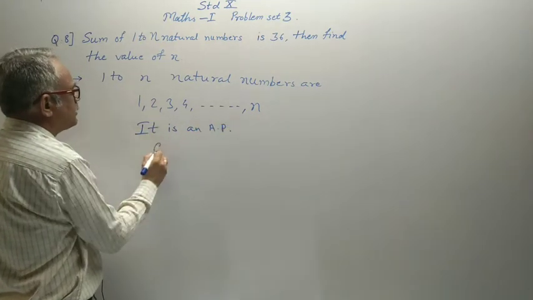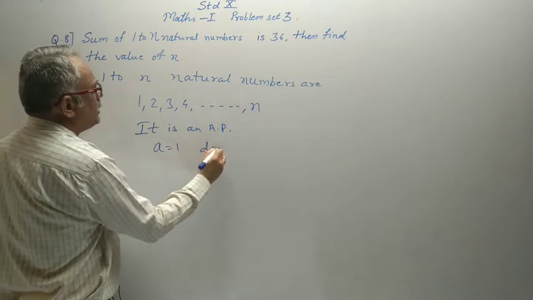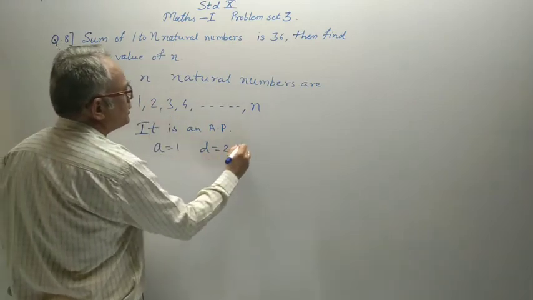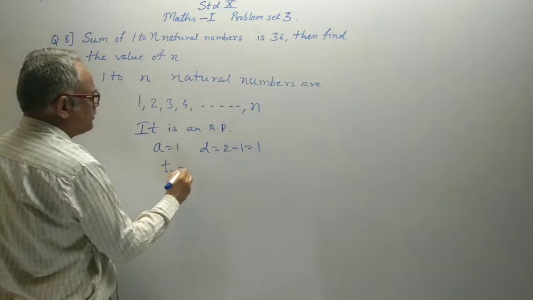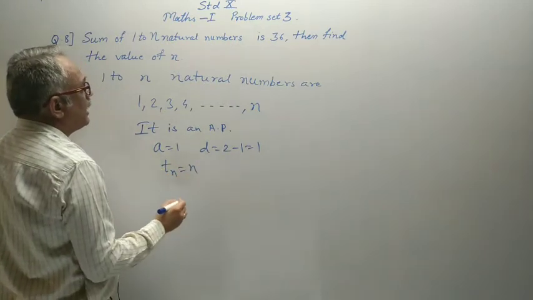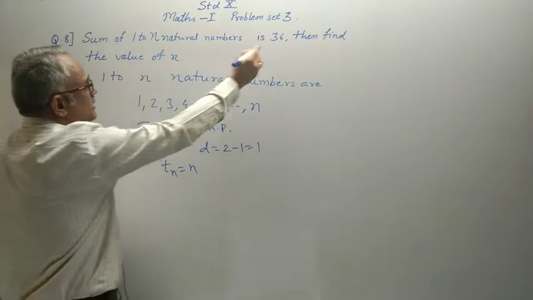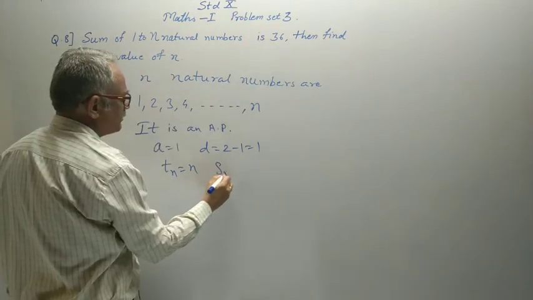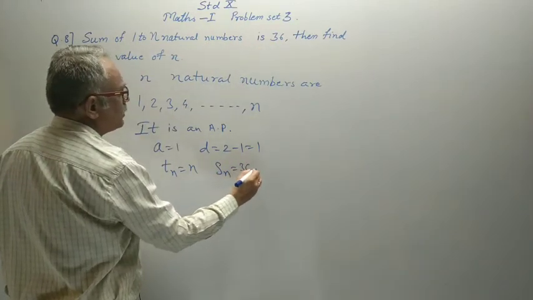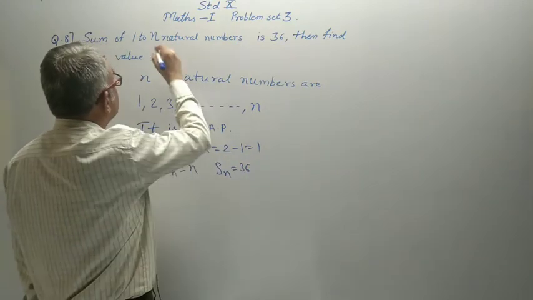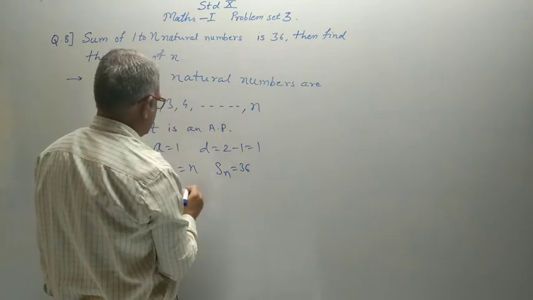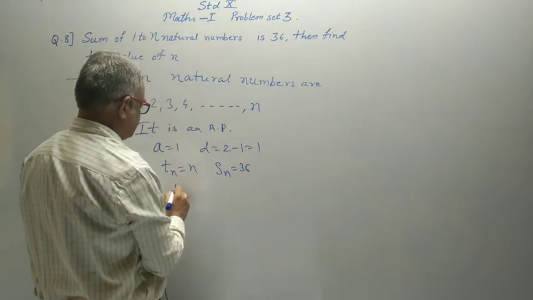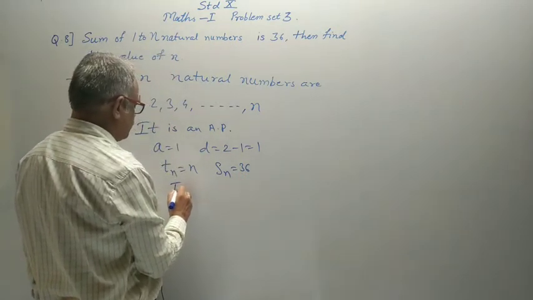A is 1, the first term. D is T2 minus T1, 2 minus 1 is 1, and Tn is n, the last term is n, and Sn is given as 36. Sn, the sum of n terms, 1 to n terms, is 36. To find n, which formula to use?